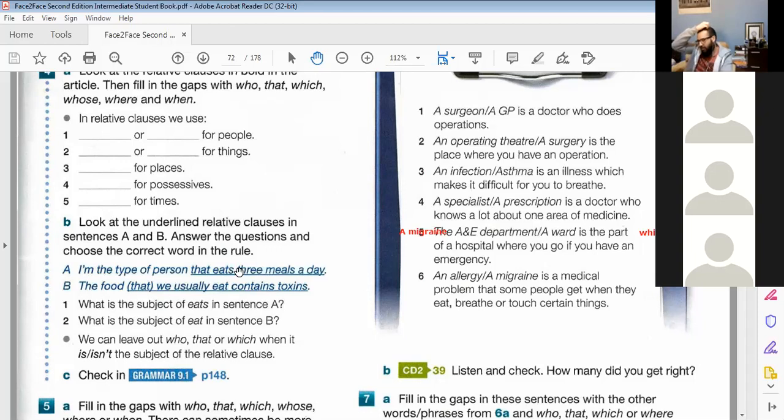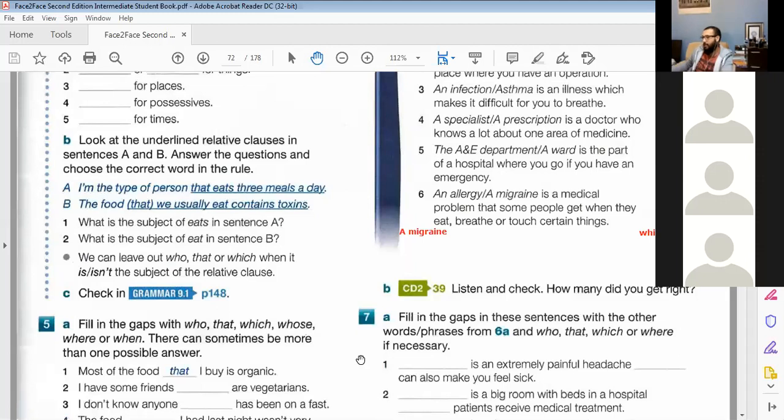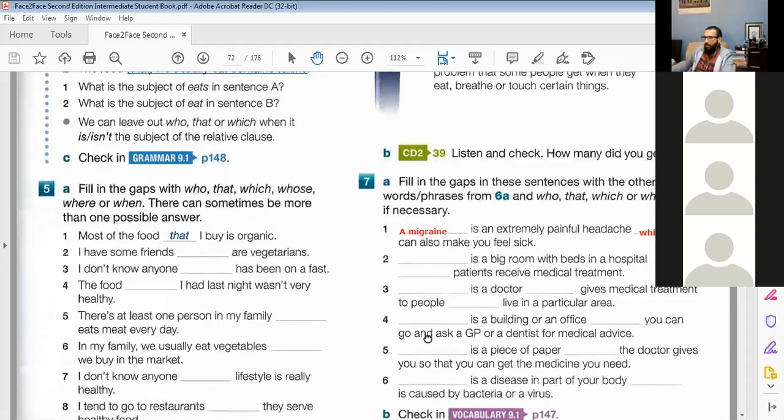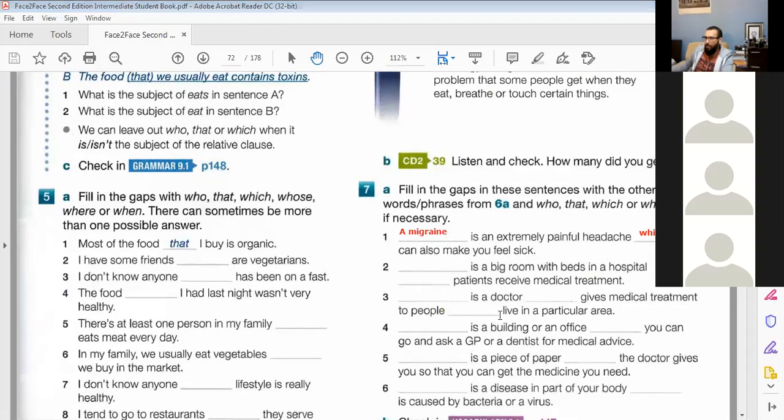So this is the meaning of ward. It's a place where you stay. You'll stay for the night. Okay, is it a ward? You're right, it is. For number two, they're actually talking about a ward. So a ward is a big room with beds in a hospital where patients receive medical treatment. Very good, very good. All right, Malak, what about number three?